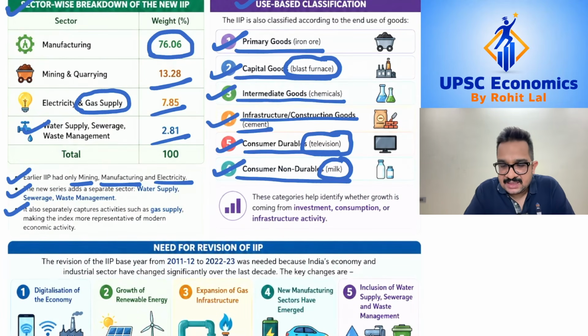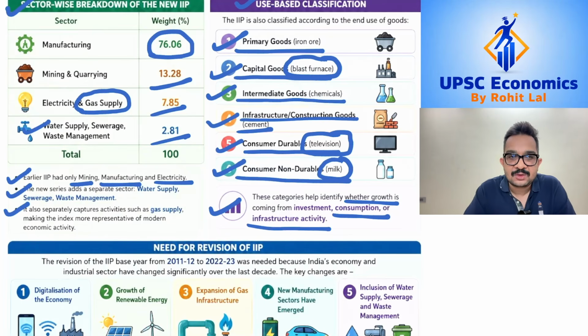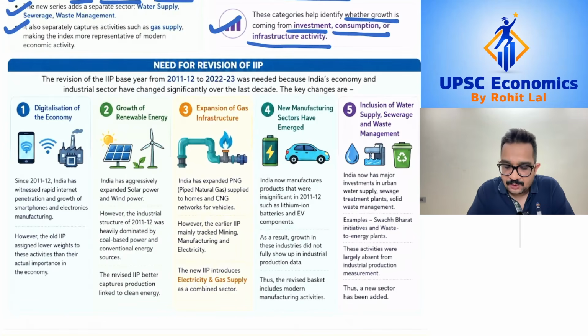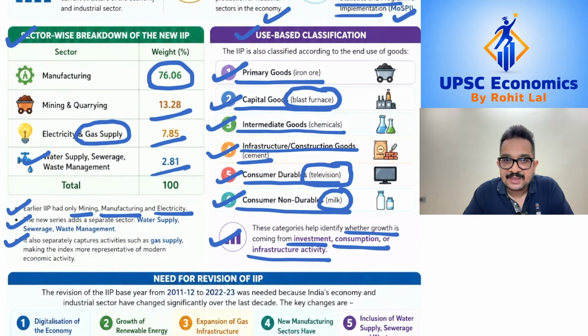So the use-based classification of IIP, the benefit of calculating IIP using the economic usage of goods is that it helps the government understand where the growth in industrial activities is taking place. So is the driver of growth consumption, or is the driver of growth investment or infrastructural activity? So these are the two broad ways in which IIP is calculated.